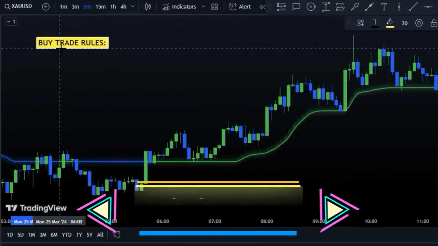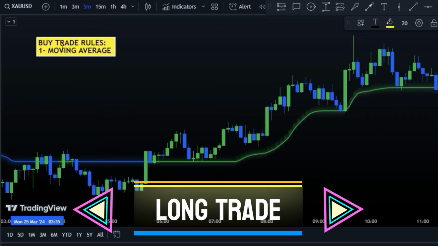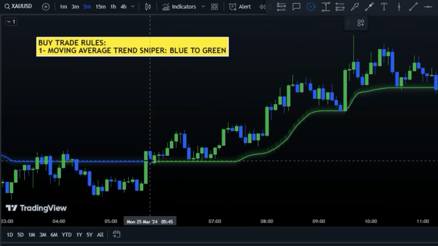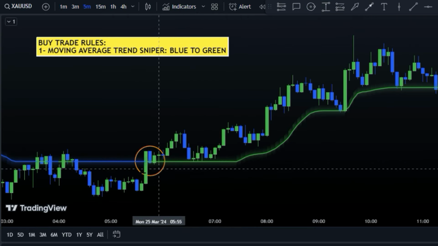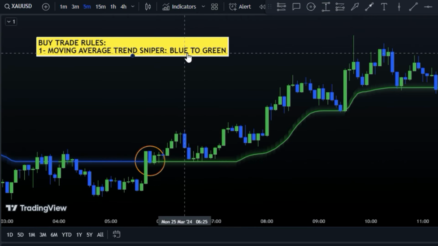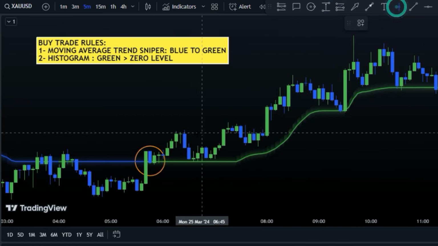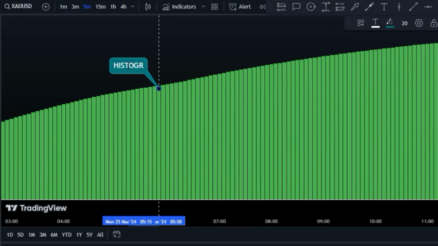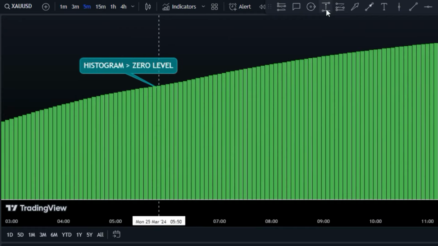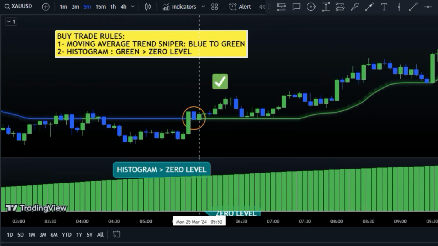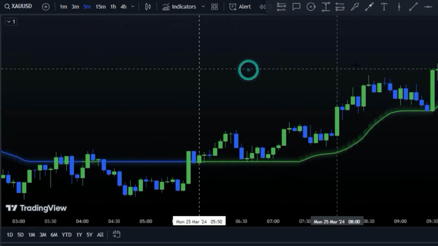And when you're planning a long trade, follow these steps. First, be on the lookout for the Moving Average Trend Sniper line turning green. That's your go-to signal. Next, confirm that the market is indeed in an uptrend. You can do this by checking the Normalized Smoothed MACD and ensuring it's in the positive zone, appearing green. Once everything aligns, it's time to buy.